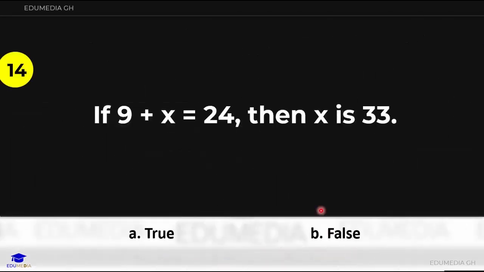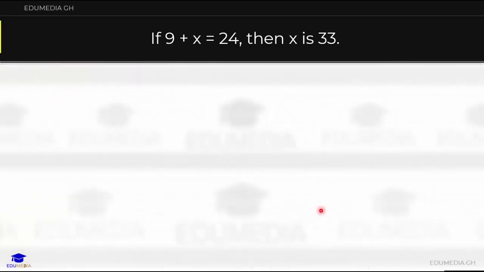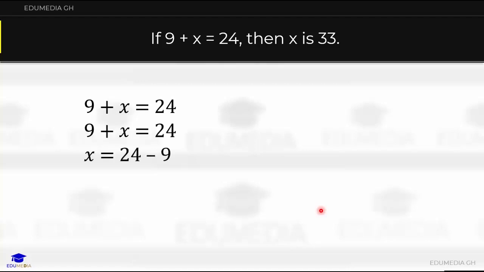Question number 14. If 9 plus x equals 24, then x is 33. To get this, all we need to do is to solve for the value of x. So we have 9 plus x equals 24.